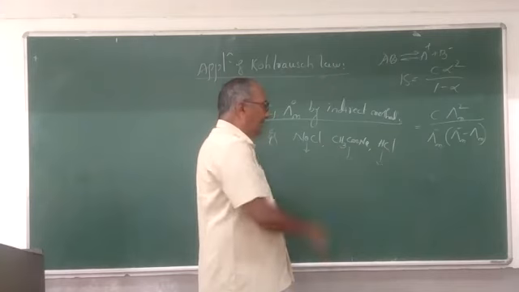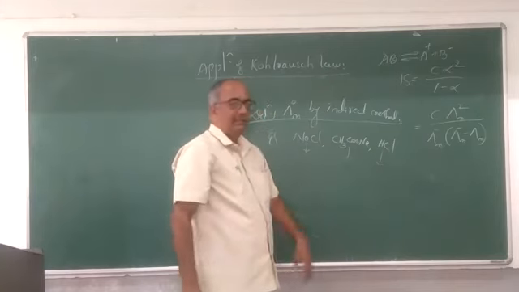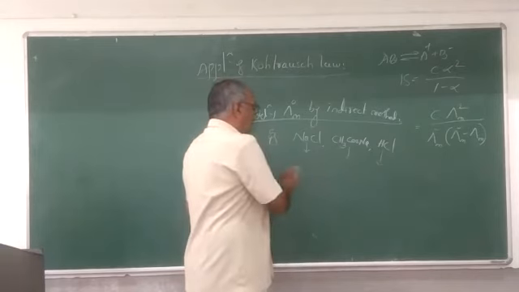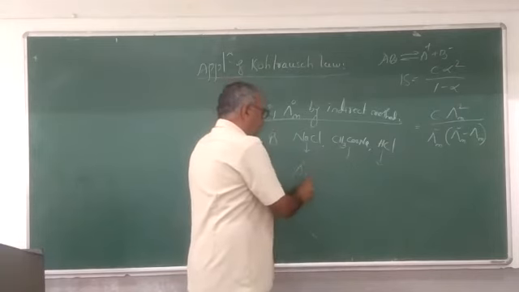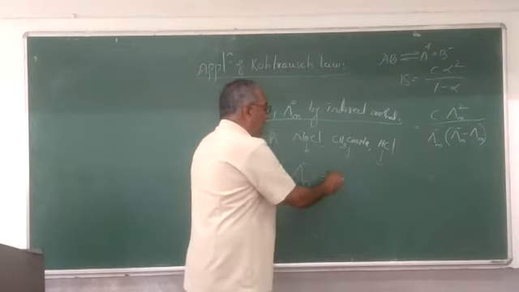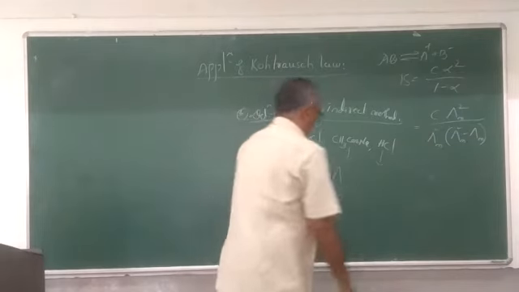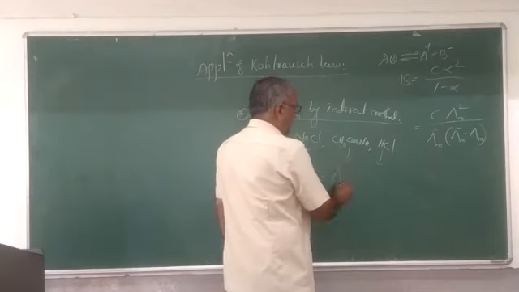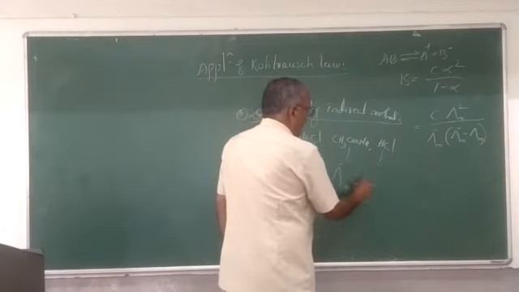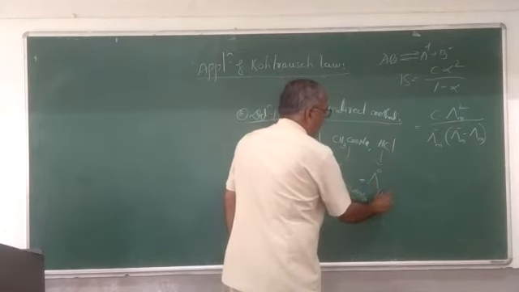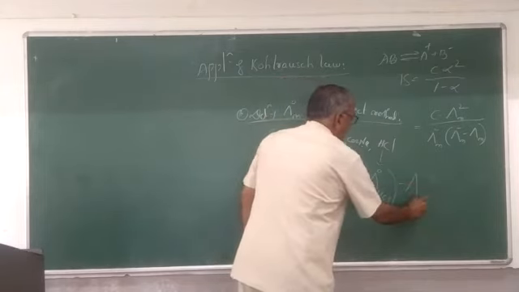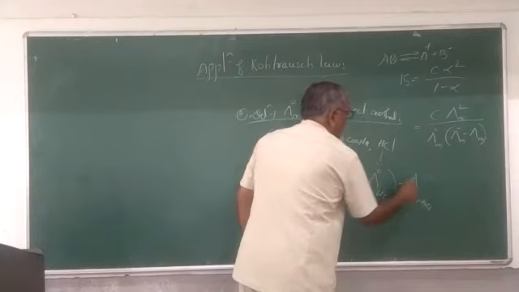Knowing the molar conductivities of all these three electrolytes at infinite dilution, we can calculate the molar conductance of the weak electrolyte, that is acetic acid. How? Let us see here. We have to take the molar conductance of sodium acetate plus the molar conductance of hydrochloric acid minus the molar conductance of sodium chloride.